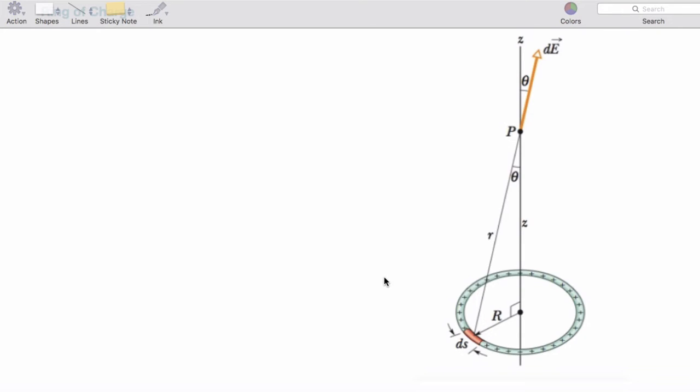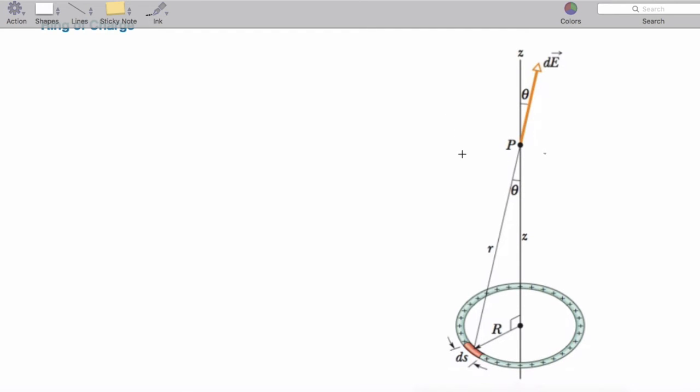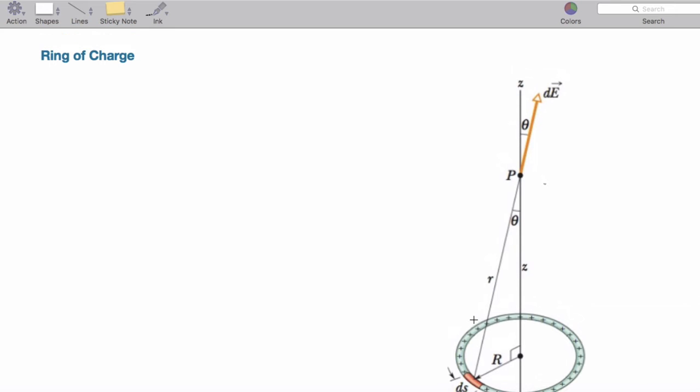All right, now we're going to go ahead and get the electric field due to this ring of charge at this point P. One of the things I want to point out is there is a little bit of cancellation of vectors here. So first, the total charge on this ring is equal to Q. That's the total charge.